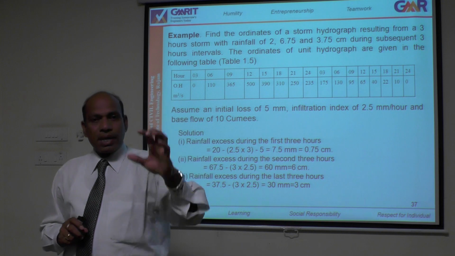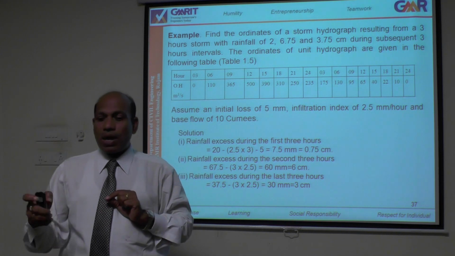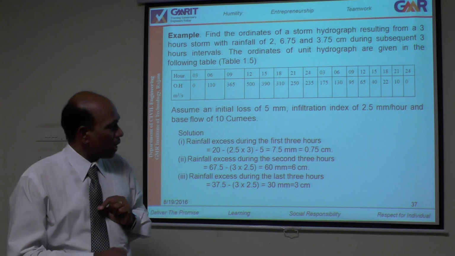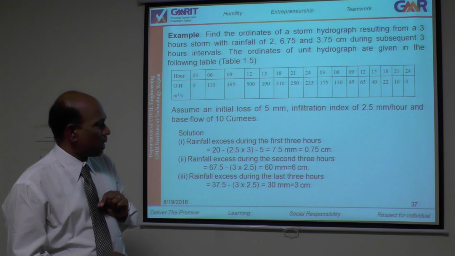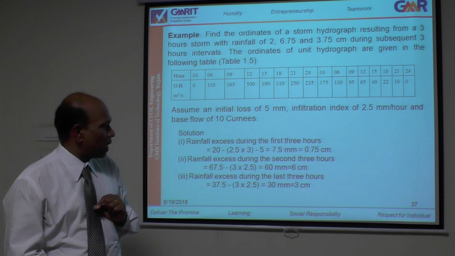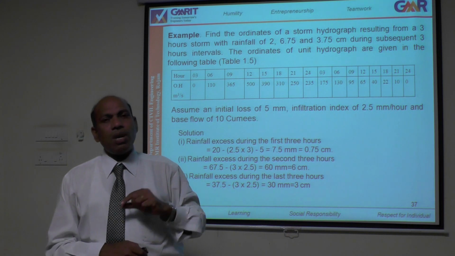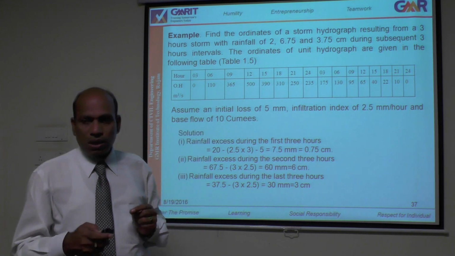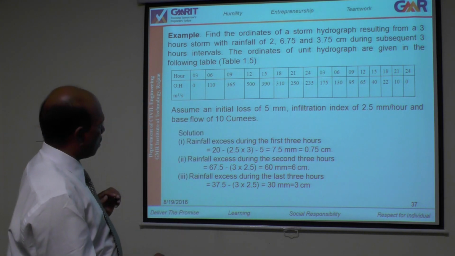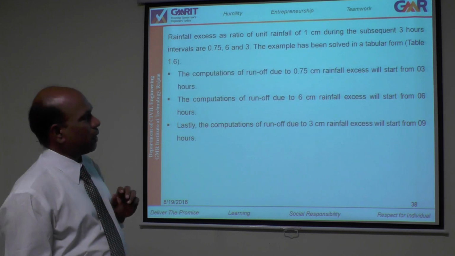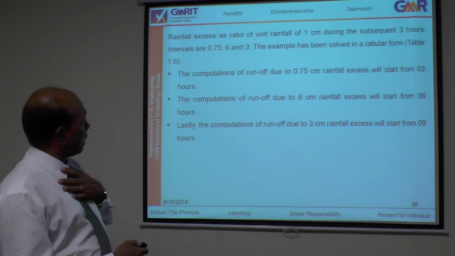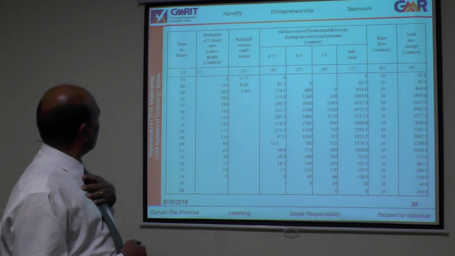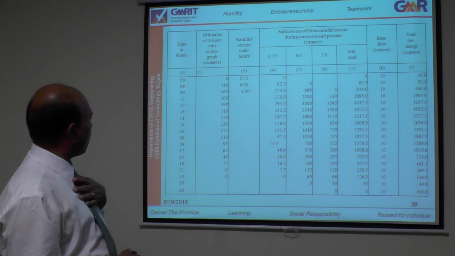Then the direct runoff ordinates equal the unit hydrograph ordinates times the rainfall excess for the first 3 hours, the second 3 hours, and the third 3 hours. Then we have different storm hydrographs, these 3 storm hydrographs, and then the storm hydrograph for the overall 9 hours of rainfall duration. This is the solved problem. So these are the patterns: 3 hours, 6 hours, 9 hours.